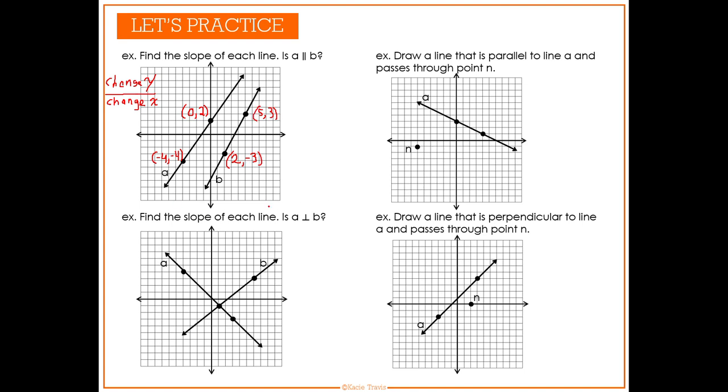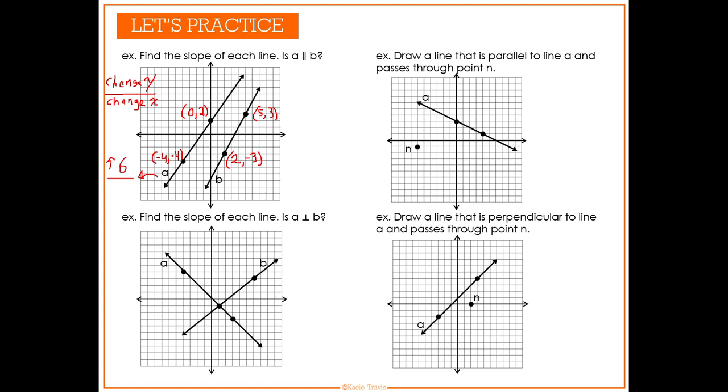So let's look at our slopes for these guys, okay? Our slope for line A, we look at the change in our y values. So going from here to here, am I going up or am I going down? I'm going from -4 up to +2. So that means I went up a total of 6 boxes. So the top part of our slope is 6.